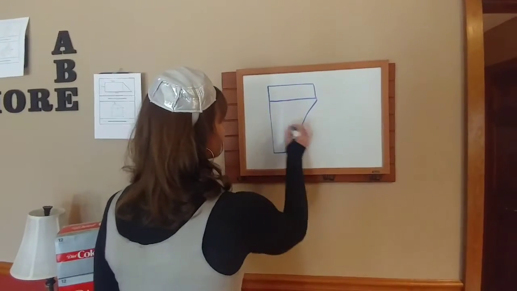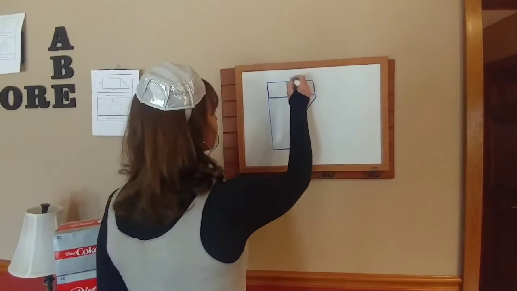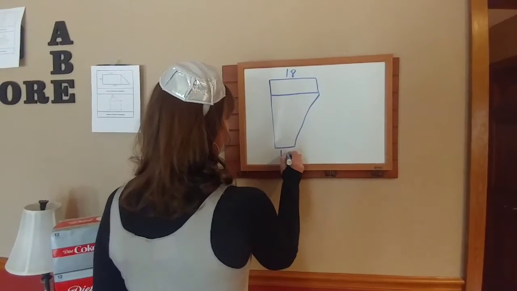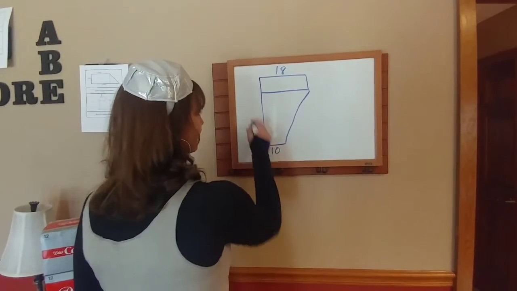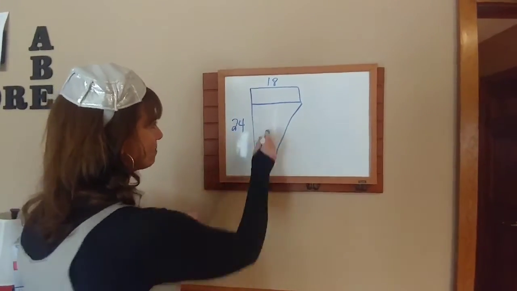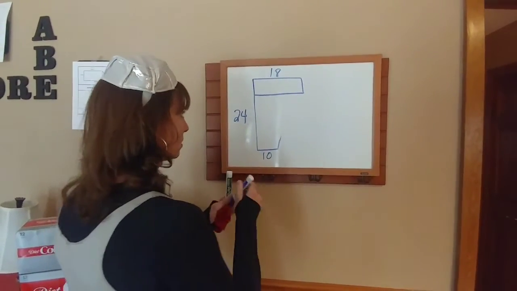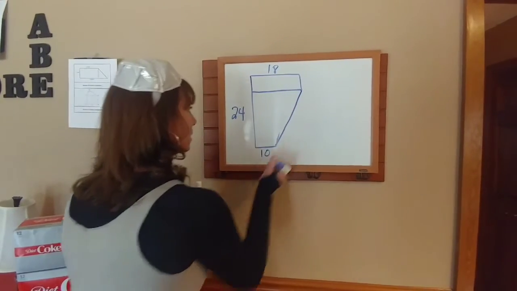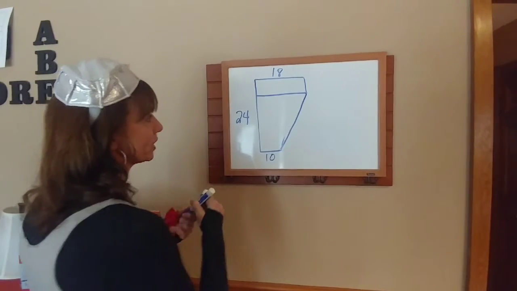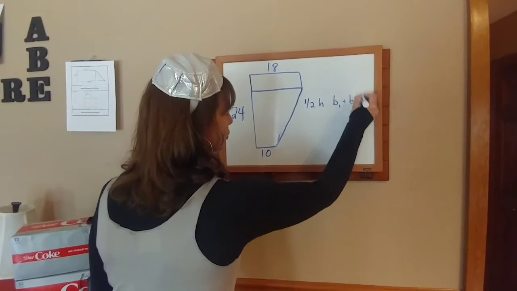So this one would actually be a trapezoid and a rectangle. I'm going to estimate right now and say that's about 18 inches. I'm going to say that the bottom of it's probably about 10 inches, and I'll call the height 24. I have a trapezoid. I need to straighten that line, that bothers me. I have a trapezoid, and I have a rectangle. So the formula for a trapezoid, again, is half the height multiplied by base 1 plus base 2.